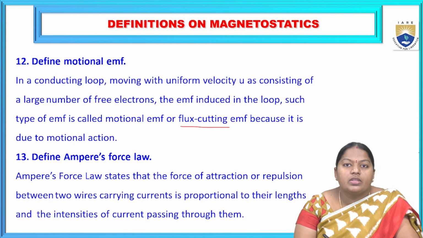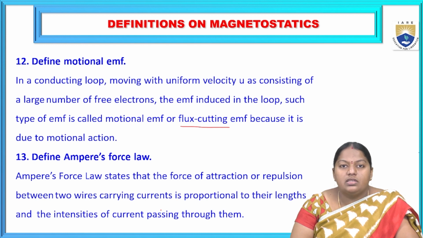Now, to know the motional EMF, we consider a conducting loop moving with uniform velocity u, consisting of a large number of free electrons, and inside the circuit there exists an induced EMF. Such type of EMF is called motional EMF. It is also called flux cutting EMF, because it is produced due to motional action.